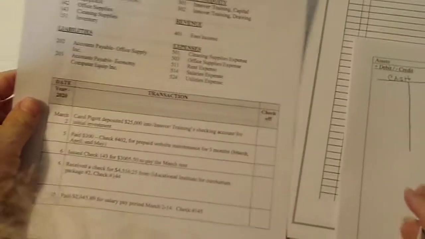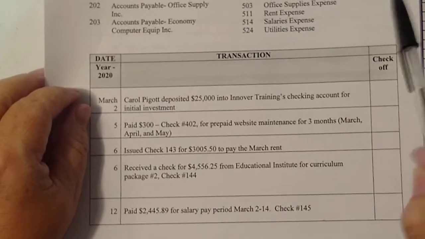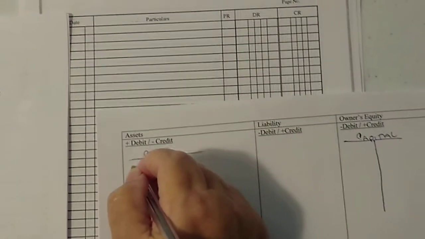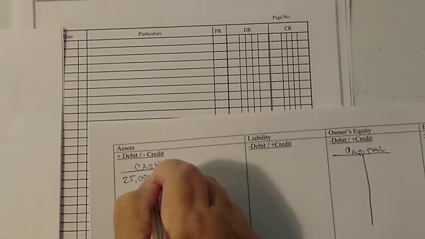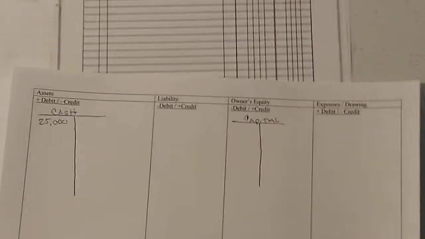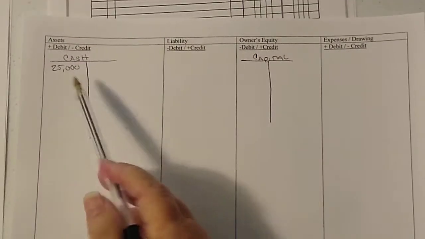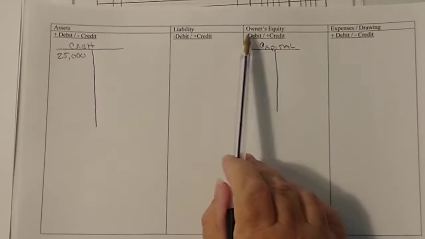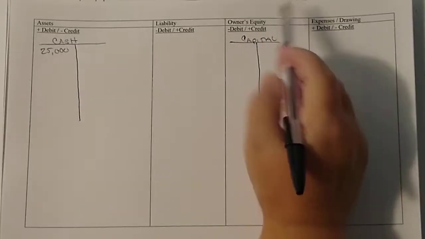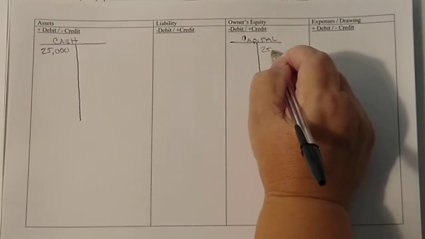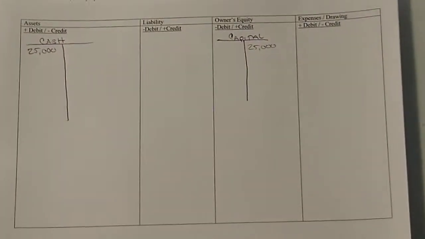Okay. So 2 accounts are being affected. We have cash, $25,000. The one that is going to be debited is going to be the cash because cash is increased by debiting. So $25,000 in cash. And then we go over to capital. If there's a debit, we know that there has to be a credit. And we know that we increase owner's equity by crediting it. So $25,000 under capital. Okay?